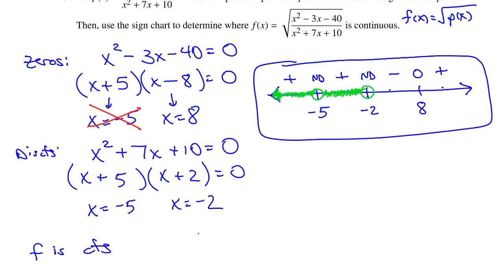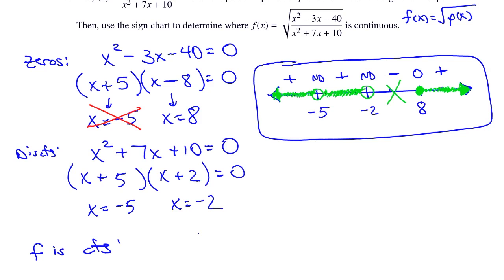We can't use the negative portion, so nothing from the middle piece here. But then we do get from 8 to infinity as being positive, and we can take the square root of 0, so we're going to use 8 as well. So every place that I've highlighted there in green forms the intervals where f of x is continuous.